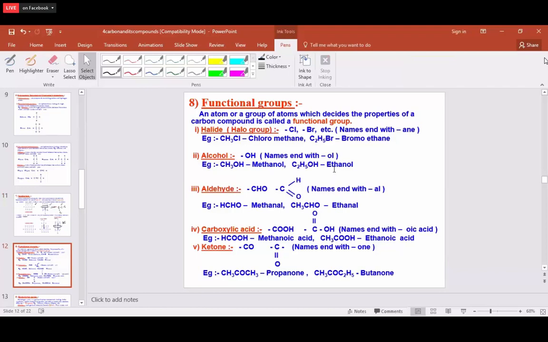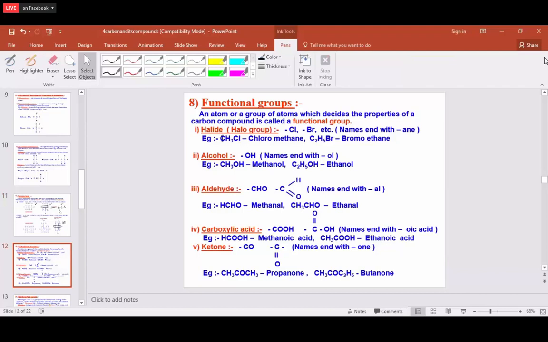When we introduce some other element into the hydrocarbon, its properties change completely. They have different kinds of properties. Their polarity will change. The reactivity, the physical properties and chemical properties, everything will change by replacing one hydrogen atom with the other atom. So the atom or the group of atoms which decides the property of the carbon compound, that we call a functional group.